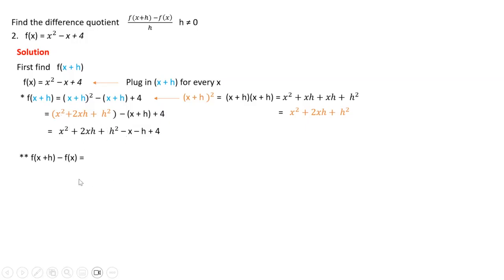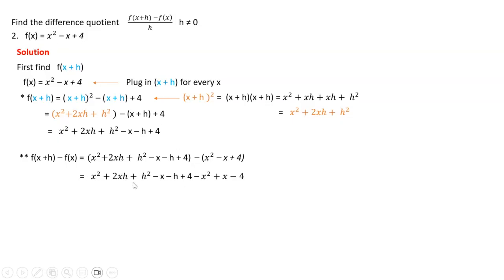Now comes the second step. I'm going to do f of x plus h minus f of x. The f of x plus h we just found, which was x squared plus 2xh plus h squared minus x minus h plus 4. Minus my f of x, which is my original function, x squared minus x plus 4.